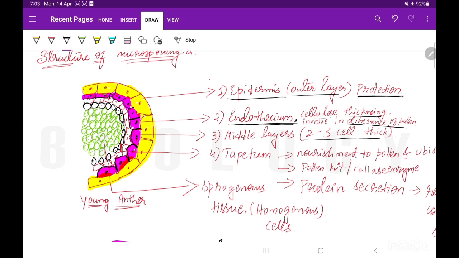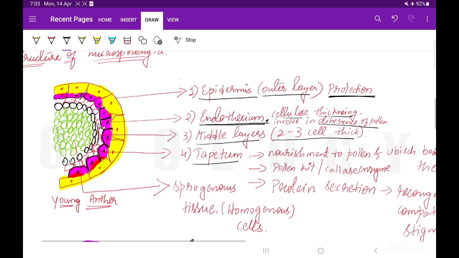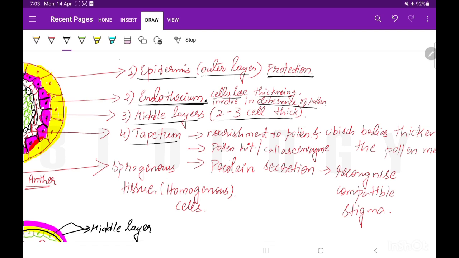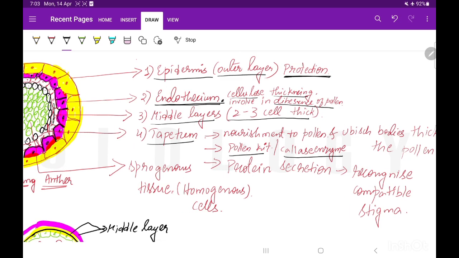Then 2 to 3 layers of cells, they are called middle layers. These are the middle layers. Next are the tapetal cells. Tapetum cells are very important as they nourish the growing pollen grains. They nourish the growing pollen grains and also have pollenkitt and callase enzyme. Tapetal cells have many functions, having pollenkitt and callase enzyme in the process of formation of pollen.